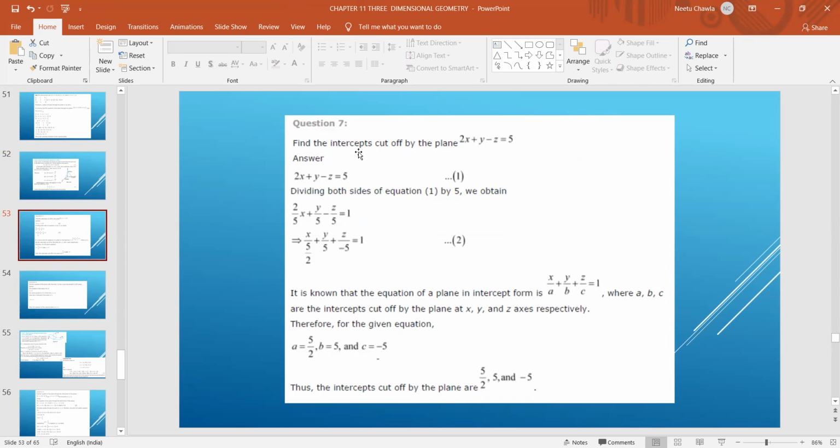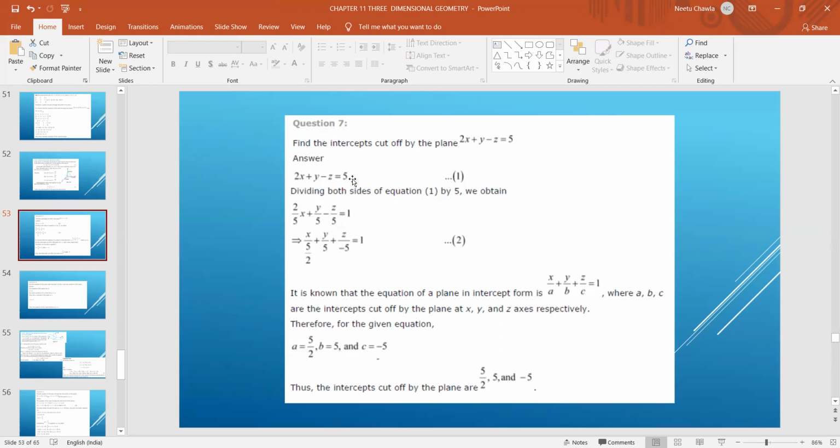concept. Find the intercepts cut off by the plane 2x plus y minus z is equal to 5. So we are given vice versa. The equation of the plane is given, and we are asked about the intercepts. Means we have to find the values of a, b and c. This is question number 7 of exercise 11.3. Means this equation we have to change into the form x upon a plus y upon b plus z upon c is equal to 1.